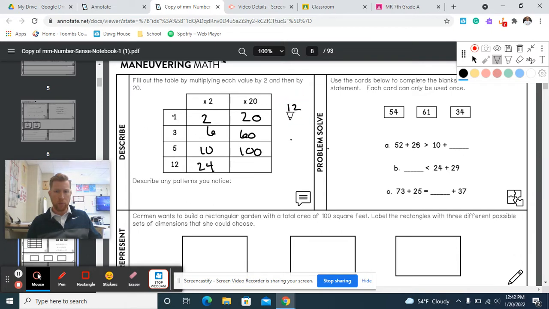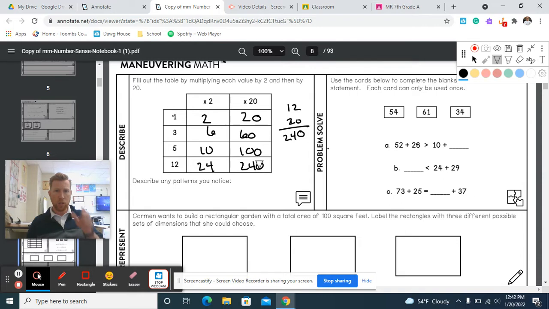So 12 times 20, okay, 0 times 0, 0, anything times 0. So I'm just going to put a placeholder here because I already know that's a 0. 2 times 2 is 4. 2 times 1 is 2, so it's going to be 240.